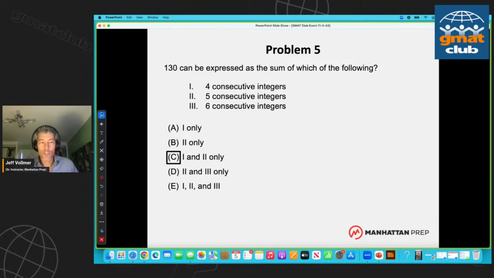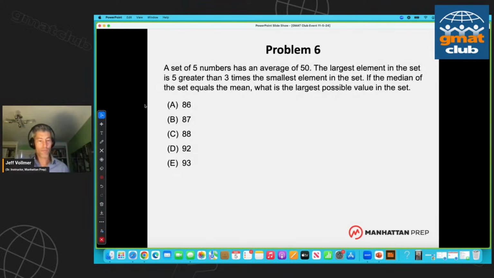Very good. All right, let's do another one. Let's take a look at a different problem. Problem 6. I got a couple more in here I'd like to get through, so let's knock this one out. Got the word average in here. Got a little bit of median stuff. It's a good combo problem.